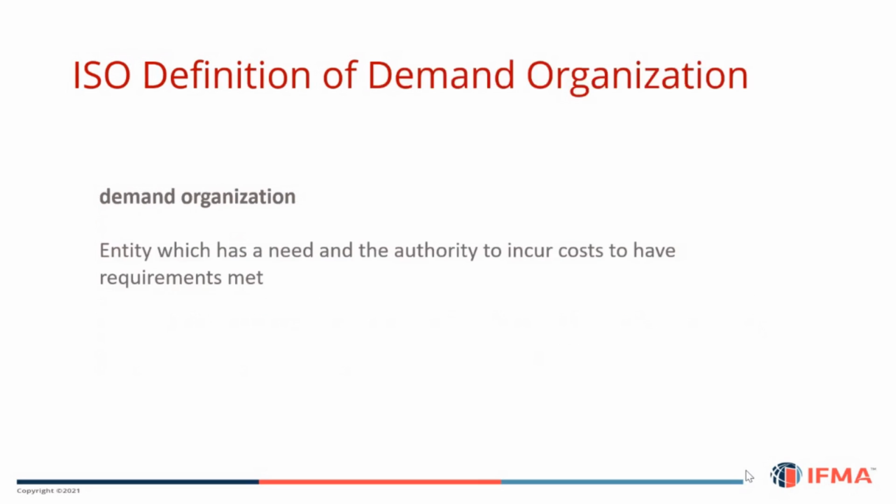This leads to the second definition of demand organization. And you will see this throughout the ISO standards, specifically the management system standard, where we need to define the client organization or the customer, the ultimate end user, and basically the core business, the CEO, CFO, strategic leaders of a healthcare or life sciences corporation or organization, compared to the facility management organization. So we refer to that core business activity and organization as the demand organization. And this is the entity which has a need and the authority to incur costs to have requirements met.